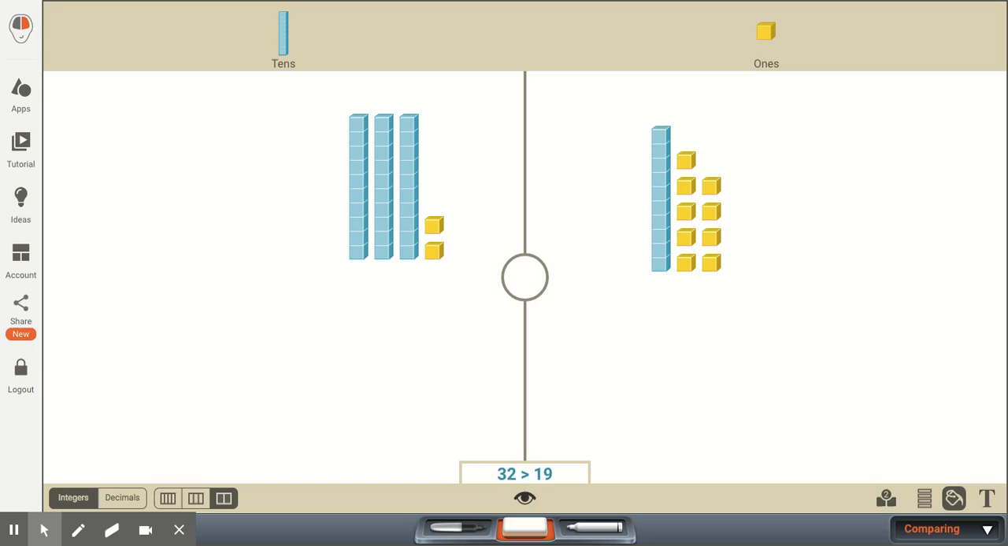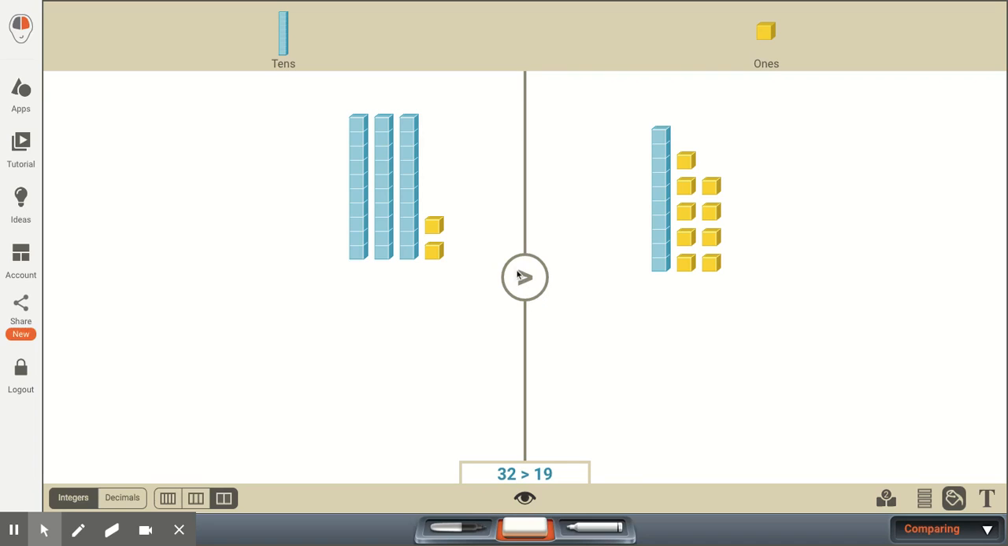And if a student is doing that, it's time to look at the manipulatives again and make sure that they're understanding that this number 19 only has 1 ten, where this number 32 actually has 3 tens, and it's the digit in the tens place that we want to be looking at first. So 32, 3 tens, is greater than the 1 ten in 19. Therefore, 32 is greater than 19.